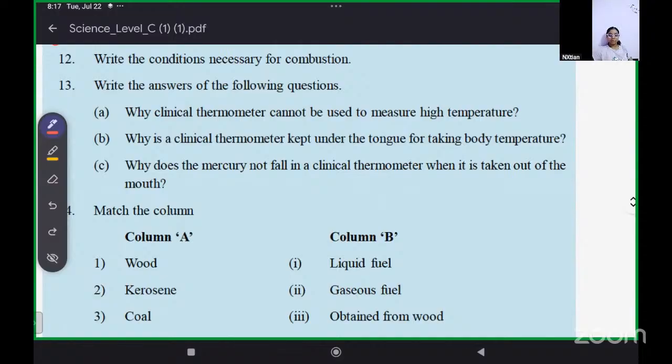Why does the mercury not fall in a clinical thermometer when it is taken out of the mouth?